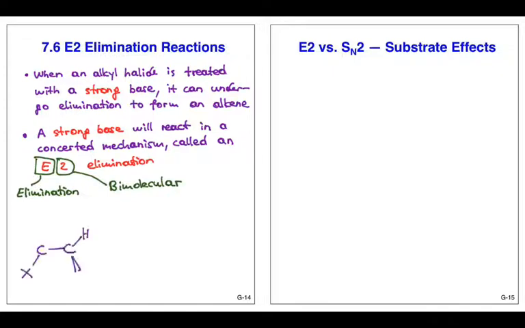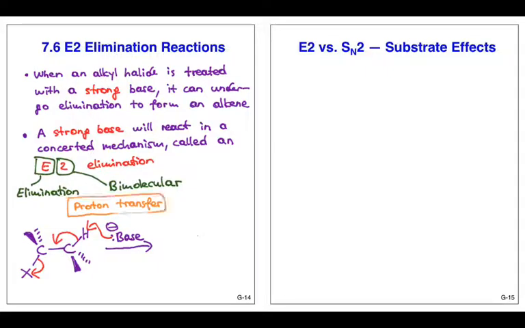So here's the mechanism of an E2 elimination. Essentially, the process first involves a proton transfer, which happens at the same time as the loss of the leaving group X, right? X recalls the alkyl halide: chlorine, bromine, or iodine. Remember that fluoride, F-, is not a good leaving group, so we wouldn't want to be using it for these processes.